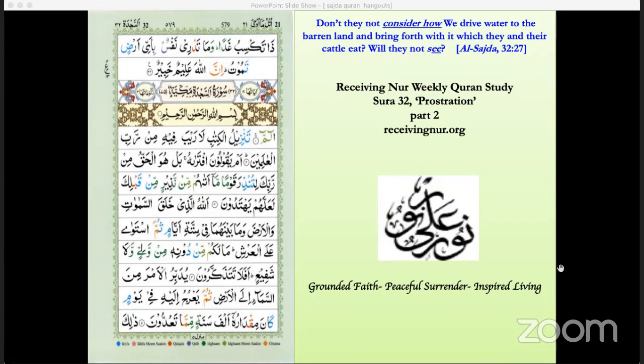A sending down, tanzilan mimman khalaqa al-arda was-samawat al-ula. A sending down from Him who has created the earth and the high heavens. So again, the Quran is sent down from whom? From the one who has created the earth and the high heavens.